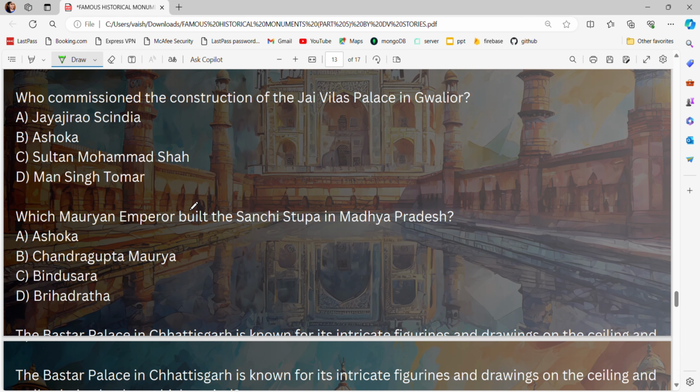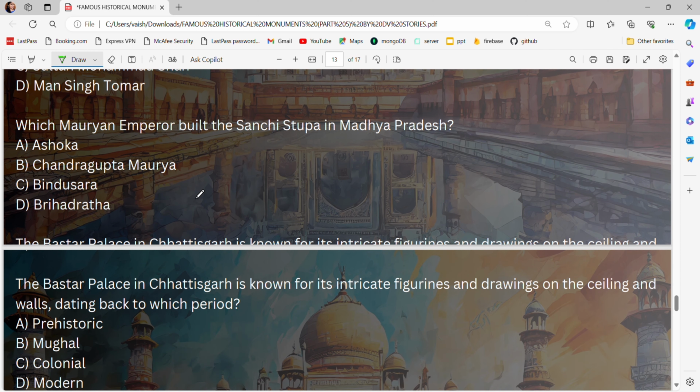And next, who commissioned the construction of Jaivilas Palace in Gwalior? Here the options are Jaivilas Scindia, Ashoka, Sultan Muhammad Shah, Mansingh Tomar. Here the answer is Jaivilas Scindia.